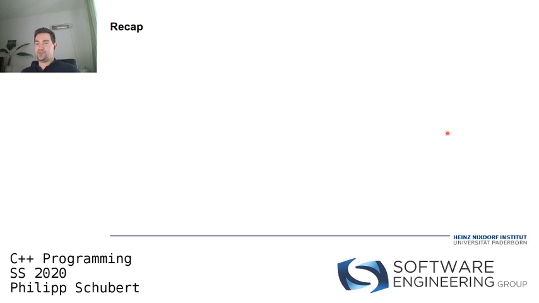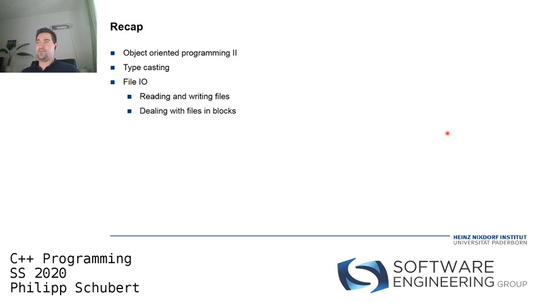And this would be pretty much it for today. So we talked briefly about object-oriented programming and kind of finished that topic. We talked about typecasting today. What else did we do? We did talk about file input and output operations. So reading and writing files, how to deal with files in blocks if you have larger files. Also, we talked about memory mapped files. And at last, we talked about serialization.